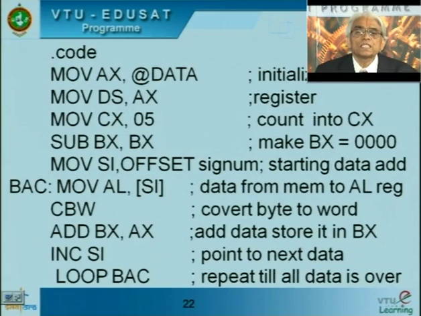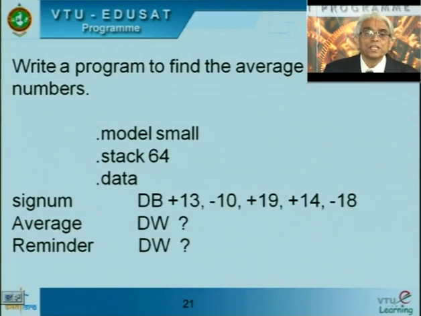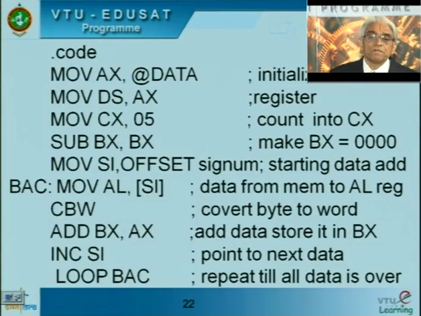We initialize the CX register with 05, which is the count, the number of words being used. We have SUB BX, BX to initialize the BX register with 00. Then we initialize the SI register as a pointer to the first location of the data in memory by giving SIGNUM as the symbol mentioned previously. SIGNUM is the number which has the value plus 13. So we initialize with that address, which will be equal to 0000, the way the assembler stores it in the memory location.